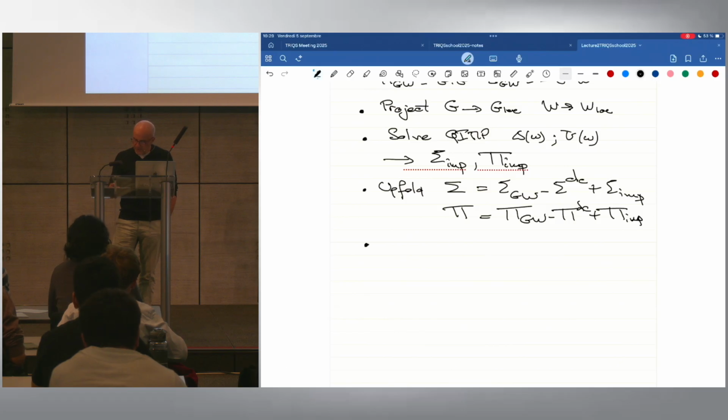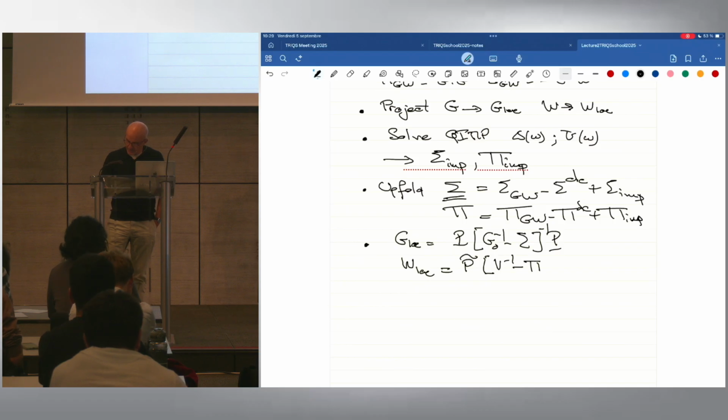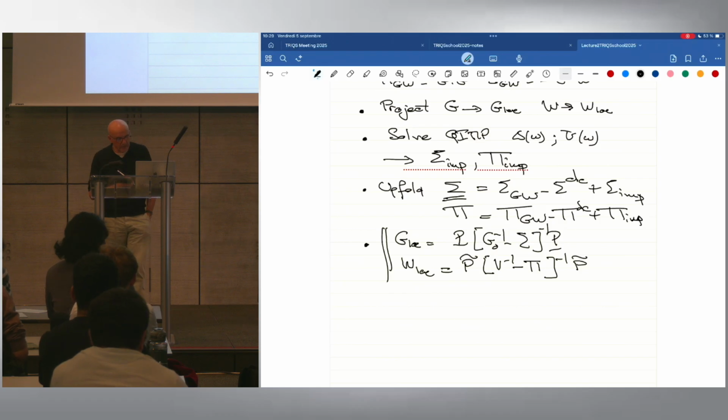So we're going to compute G local exactly like in DMFT as some projector of G0 minus 1 minus sigma, the whole thing to the minus 1, and W local as being some projector P tilde, which is appropriate for the two particle sector, times W minus 1, V minus 1 minus pi, the whole thing to the minus 1, times P tilde. Okay, so this defines G local and W local.